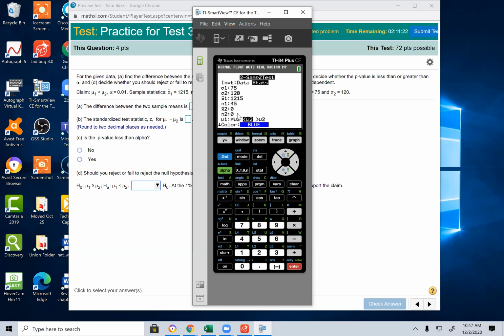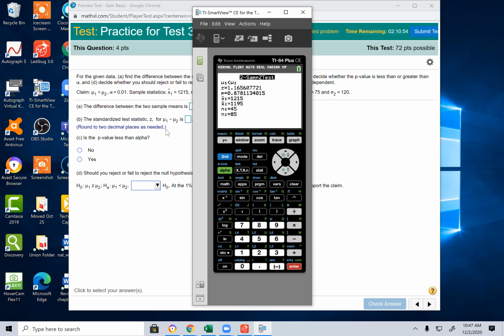X2 bar is 1195. N2 is, I copy that down, 85. Okay, the claim is mu1 less than mu2. So you have, it's obvious, it tells you mu1 less than mu2. So you just use this one and hit calculate.